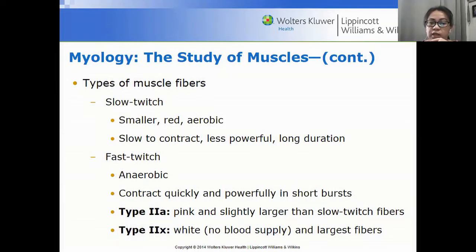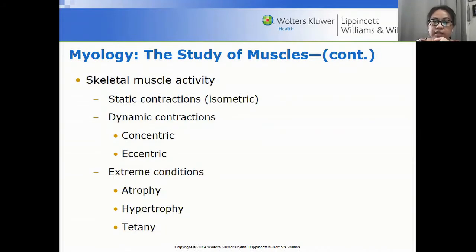We have type 2A, which are pink and slightly larger than slow twitch fibers, and then 2X, which are white, have little blood supply, and are the largest fibers. So when you say anaerobic, you don't need much oxygen, unlike aerobic, where oxygen consumption is necessary. Then the skeletal muscle activities: static contractions, which are isometric, and dynamic contractions, which are concentric and eccentric. Extreme conditions: atrophy, hypertrophy, and tetany.